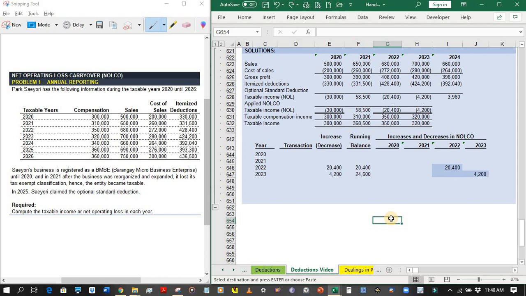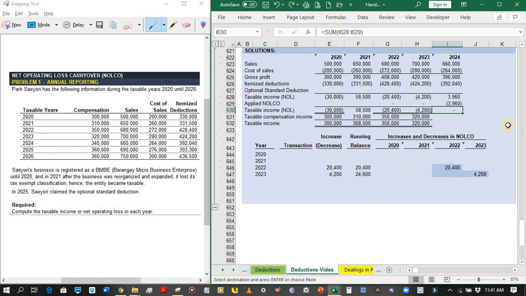3,960 pesos. And again, as I have said, out of the 24,600, we will deduct 3,960, and the 3,960 will be coming from the NOLCO incurred in 2022, which is 20,400. Again, following the FIFO basis. So that is 3,960 pesos. So our taxable business income in 2024 is 0.